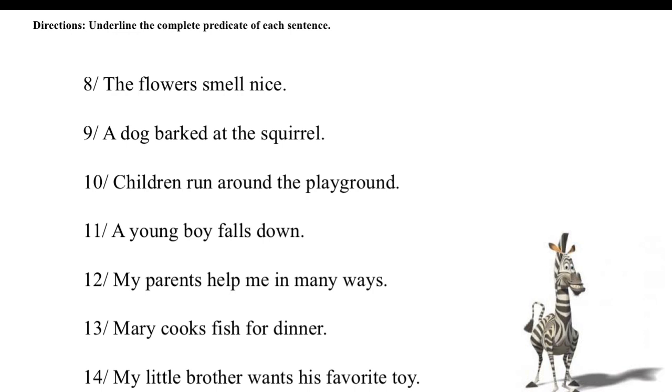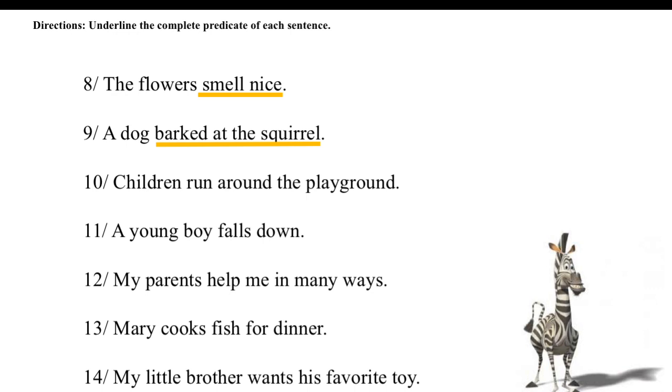So let's go underline the complete predicate. The flowers smell nice. What do the flowers do? Smell nice. That's a predicate. And a predicate begins with the verb, which is the verb smell. Number 9. A dog barked at the squirrel. What did the dog do? Barked at the squirrel. Where is the verb? Barked is the verb. Predicate begins with the verb.